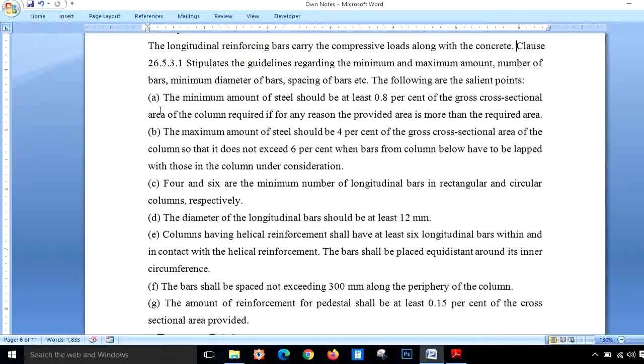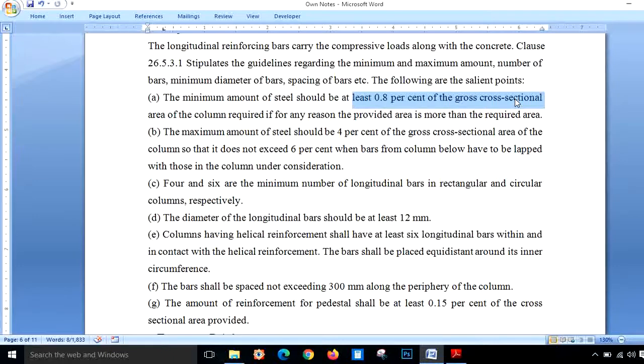Here in A, what they have given is the minimum amount of steel should be at least 0.8% of gross sectional area of a column required, if for any reason the provided area is more than the required area. So at any cost, for any reason, minimum reinforcement should be at least 0.8% of cross sectional area. For example, let us think that I am providing the column of 230 by 450 mm.